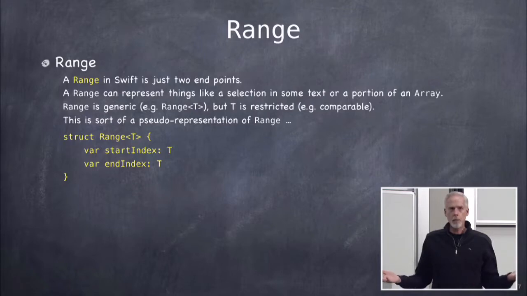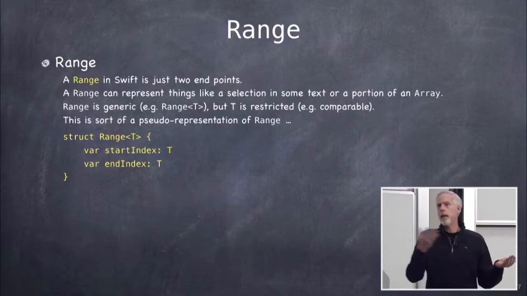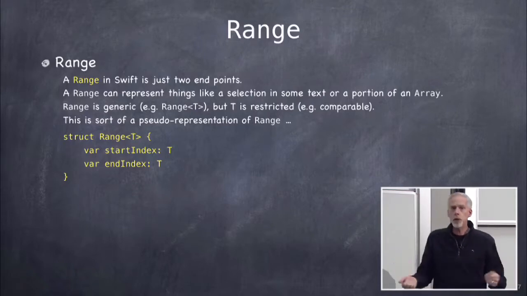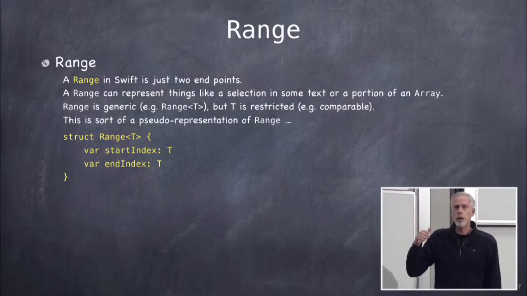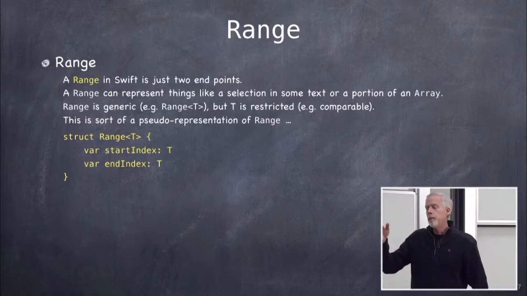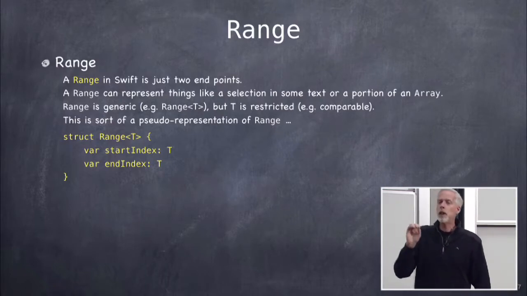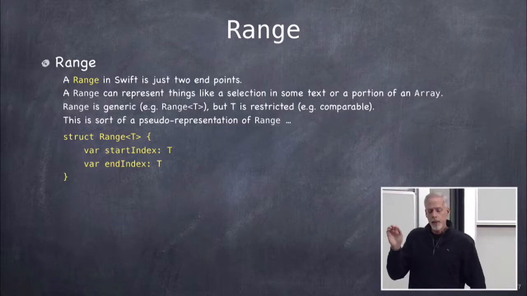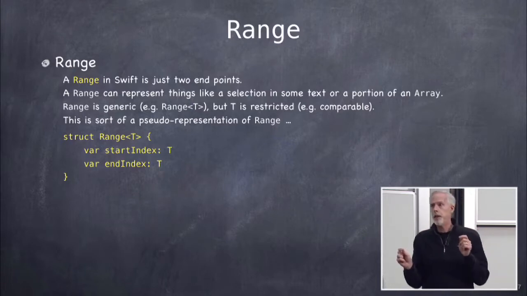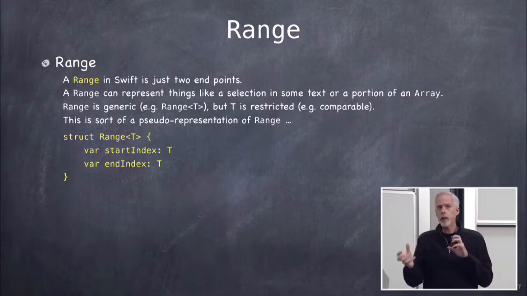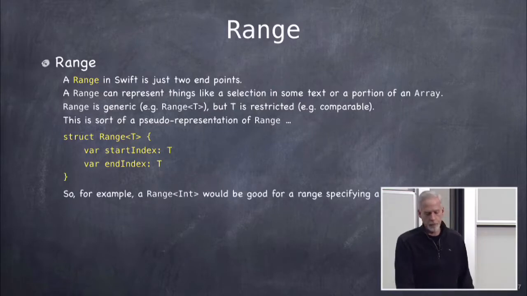It's a generic type like array, because of course you could have a range of ints. You could have a range of floats. You could have a range of strings even. Okay? So that T right there could be float, int, string. T is restricted a little bit, and I haven't really talked about how you restrict a generic type, but that T is restricted. It has to be what's called comparable. Okay, and that's because range needs to make sure that the start index is less than the end index. That's part of what a range is defined to be. So that T has to be something that can be compared to see if the start index is less than the end index. Minor thing there.